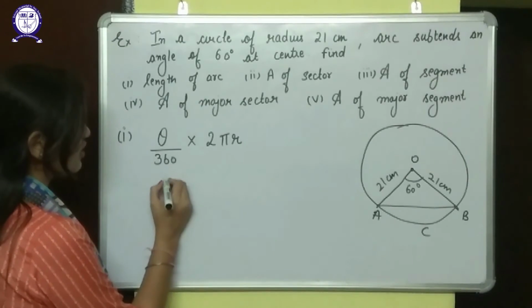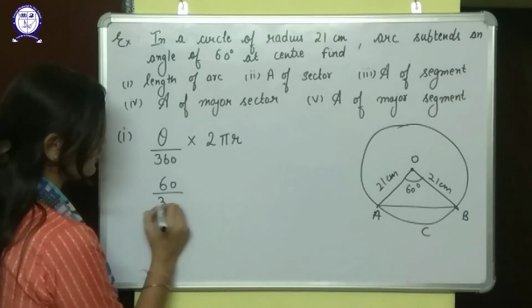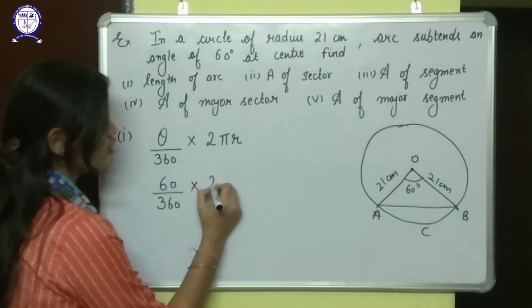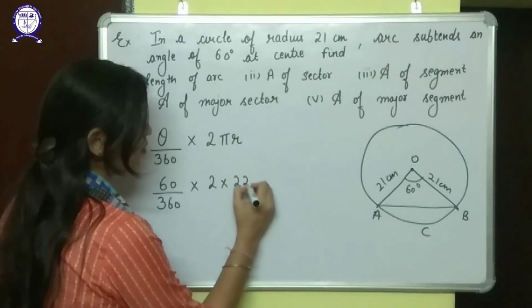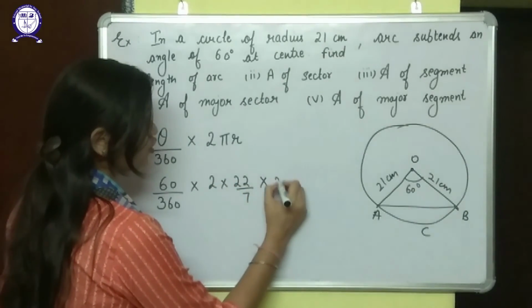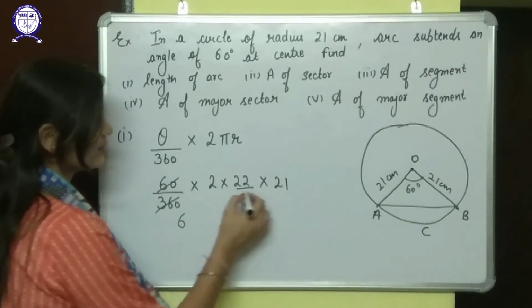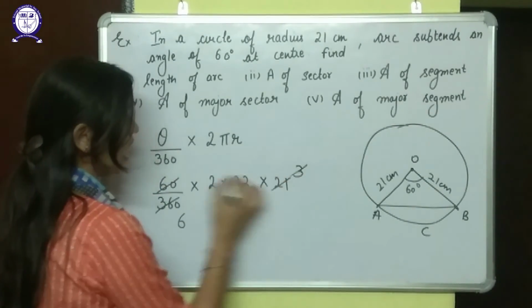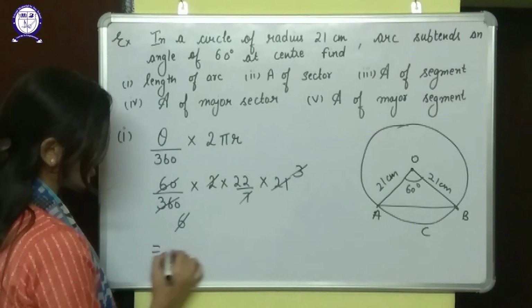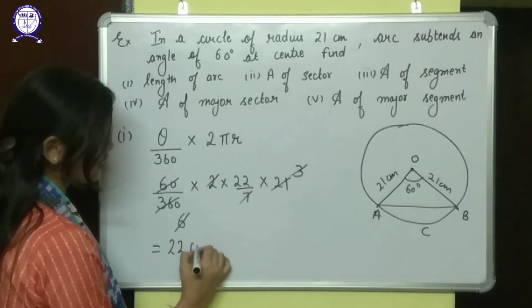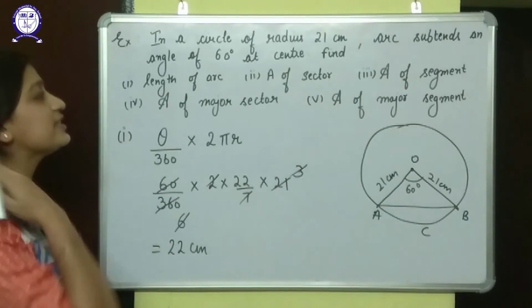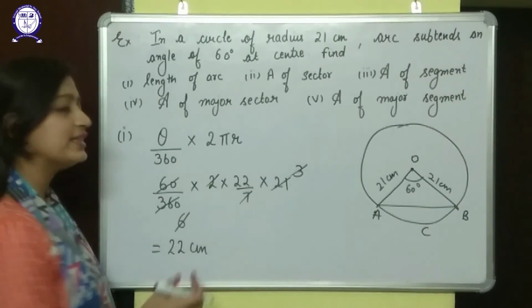So we will just put the values: theta upon 360 into 2 into 22 upon 7 into 21. So when we cut them, we will get 6, 3 and 3, and 2 at 6. So our answer will be 22 centimeter. Since it is the length of the arc, it will be in centimeter.